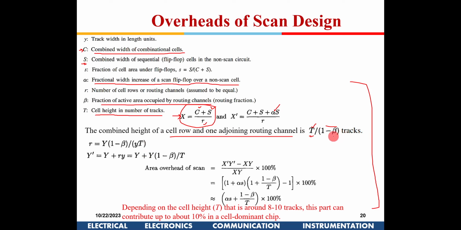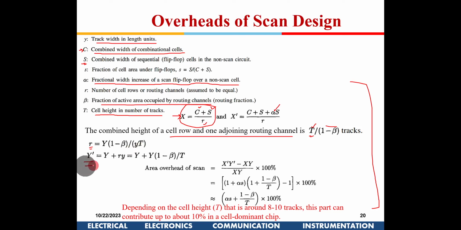Now the number of rows can be computed as y divided by the row height. Here small y is the track width in length units. If I multiply by small y, I get the height in length units, and then the total number of rows will be the total height divided by that. So you do that.